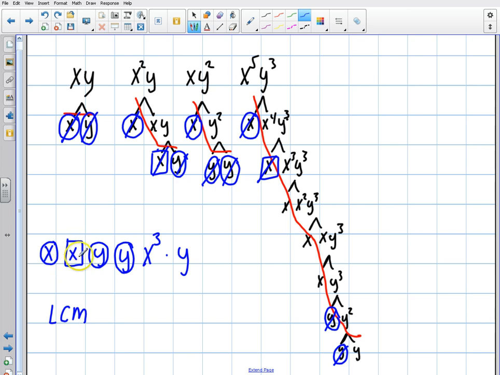I have x, x, x to the third. Now these are all x to the 1. So common base, when you're multiplying, you add the exponents. So that's x to the 5th. Common base with the y's, 1, 2, 3, y to the 3rd. So that's your least common multiple of these numbers in here. So I thought that was kind of interesting.